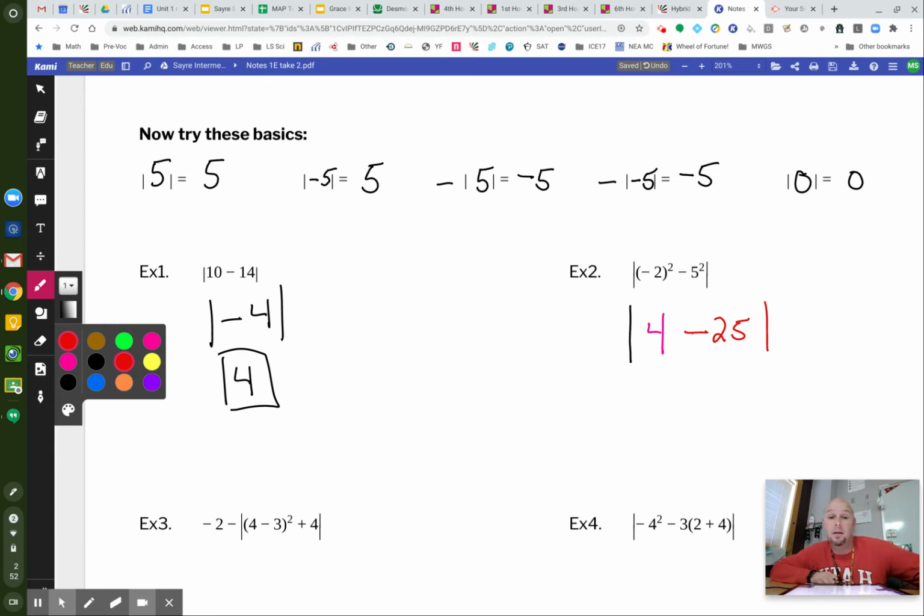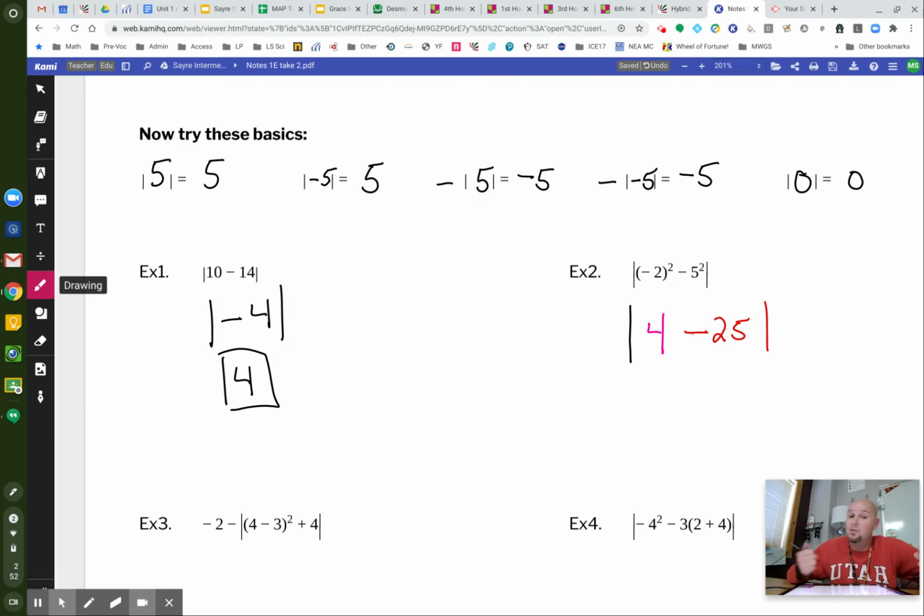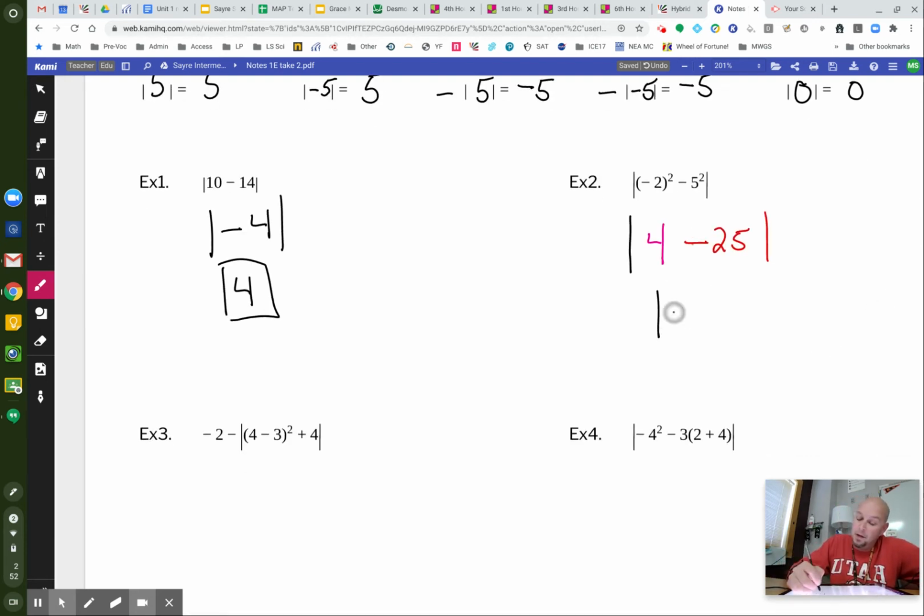And if you're really stuck on how to do that, plug those numbers into your calculator, and the calculator will give you the right answer. So I'm going to continue on with my order of operations. I have subtraction left, so I'm going to subtract those two things. And I'm going to get negative 21 because 4 minus 25 is negative 21. And then I ask myself, how far is negative 21 from 0? And it happens to be 21 spaces away. So that is my answer.